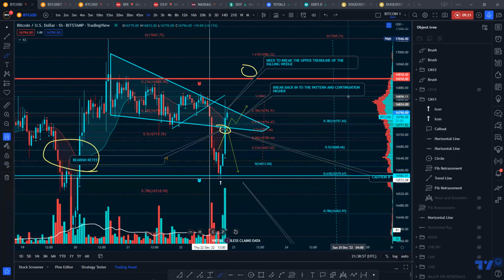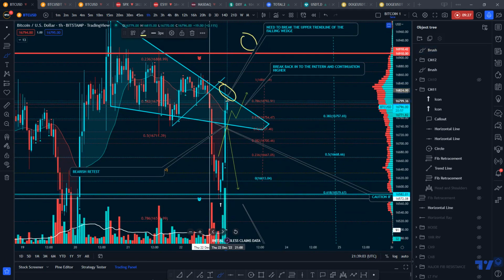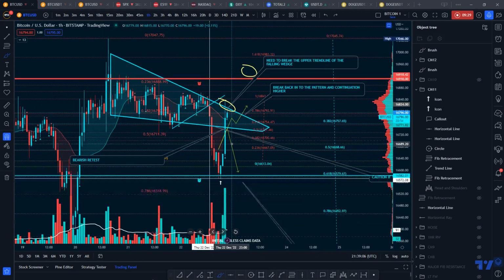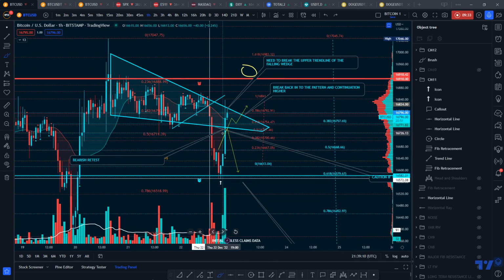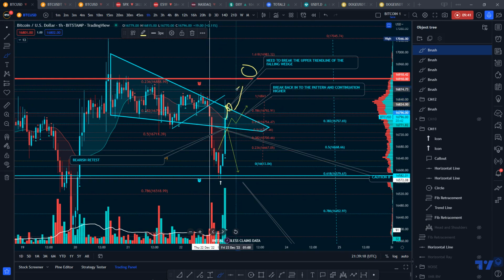and continue higher. At the moment, you can see it finding resistance at that upper trend line. So we need to be breaking this upper trend line. We've done the first bit, we've broken back into the pattern. Okay, we need to be breaking this upper trend line, retesting this upper trend line, and then continuing higher.